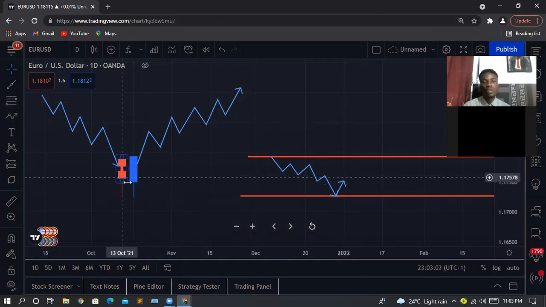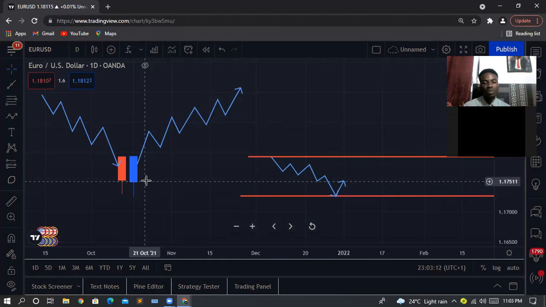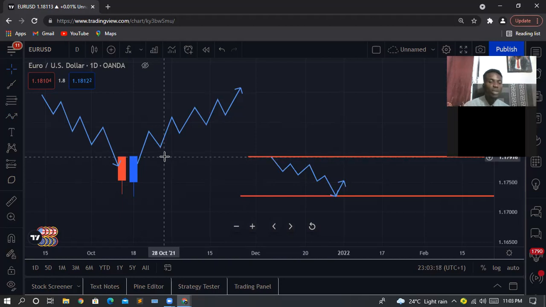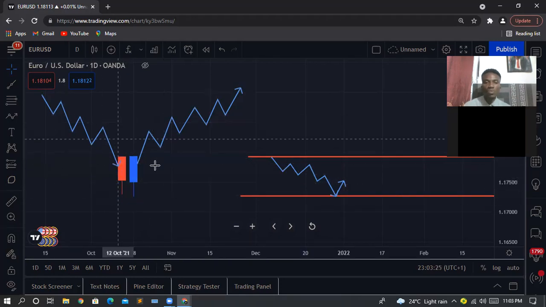So the same thing happened for the second one. The sellers took the market down again to its trough. The buyers then took over and closed the market above where it closed before. You can see it has body and wicks under. The wicks are not above. It has body and wicks under.